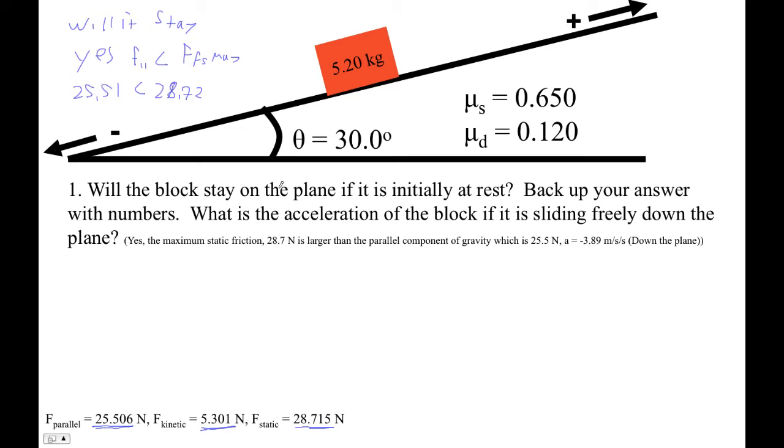Okay. Now the second one says, what if it's sliding freely down the plane? Freely means that there's not an external force acting on it, right? So if it's sliding freely down the plane, the only forces acting on it are the parallel component of gravity, which is 25.506, right? And if it's sliding down the plane, I always have to draw these little lines there to remind me which way it's going.